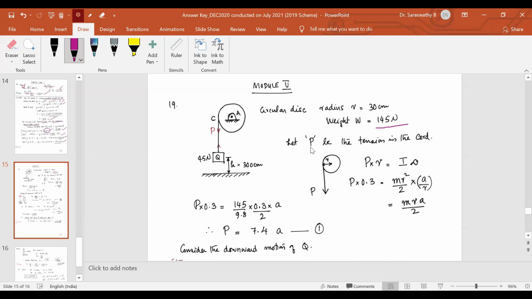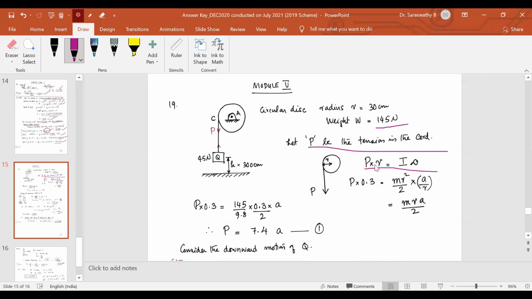So let us see. If P is the tension in the cord, P into R is the torque. In order that the disc is rotating, the torsional force or the twisting force, the torque acting on the disc, will be force into perpendicular distance, P into R. That is nothing but mass moment of inertia of the disc into angular acceleration. Torque is equal to I alpha, considering the rotary motion of the disc. And looking at the tension in the string, the torque on the disc is also the same as P into R.